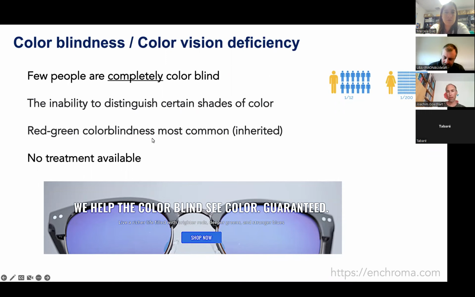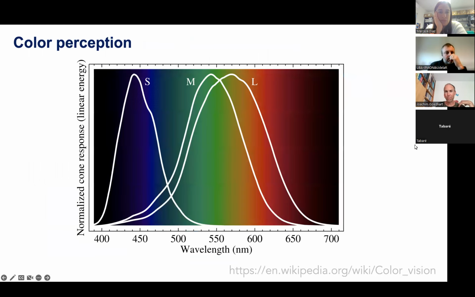There's no treatment available, although there are certain companies that sell glasses with the idea that it can kind of solve the problem of color blindness. I've tried those glasses because I'm colorblind, but for me, they didn't really work. But maybe they work for other people. I'm not really sure. But there's no treatment available.